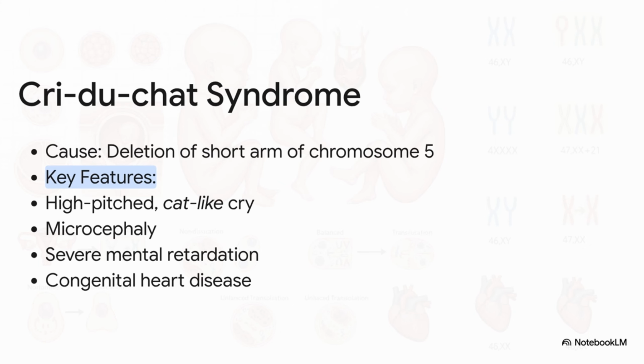This is caused by a partial deletion of the short arm of chromosome 5. And the name? It's French for cry of the cat, and it comes from the most distinctive feature. Infants with this syndrome have a really high-pitched, cat-like cry. This is accompanied by microcephaly, severe intellectual disability, and pretty often congenital heart disease.